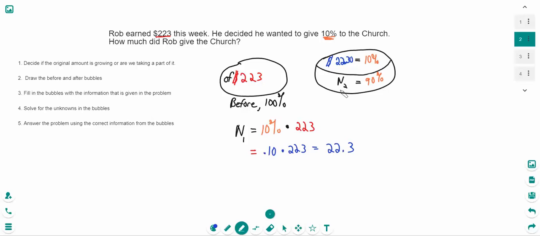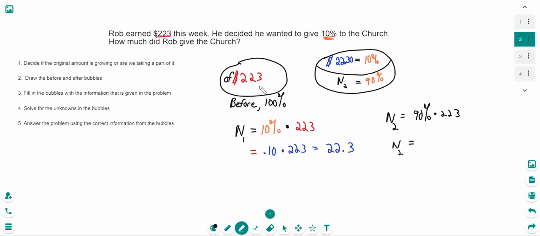Now, what's number 2? Well, we could set this up as an equation. We could write it all out as N2 is equal to this 90% times, meaning the of 223 times 223. And we could multiply that out. That's fine. That's one way to find out what N2 is equal to.